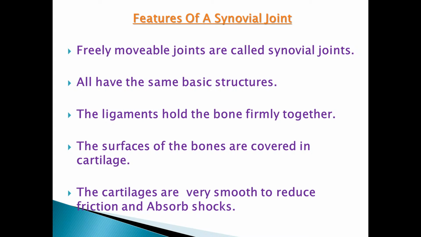Now, the ligaments hold the bones firmly together. So at that joint, as I would have said at the initial stage of the class, the ligaments are what keep bones in their place. So the surface of the bones are covered with cartilage, and again I would have mentioned why the surface of the bone needs to be covered with cartilage, and that is simply to reduce friction and absorb what is called shocks.